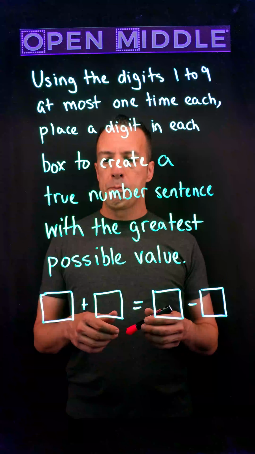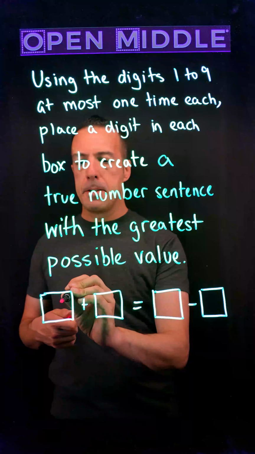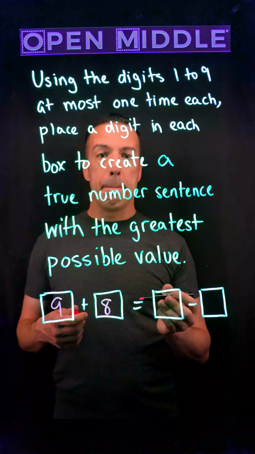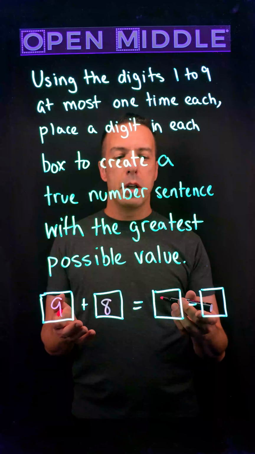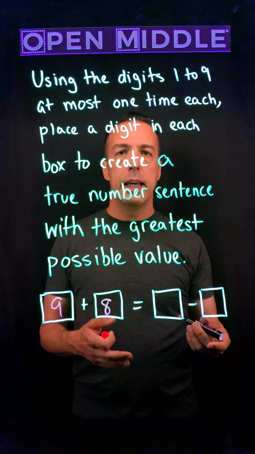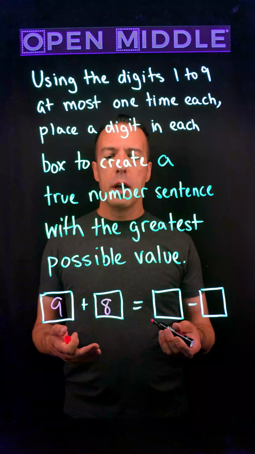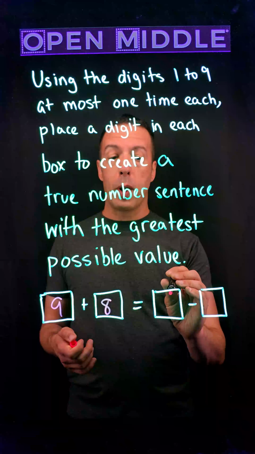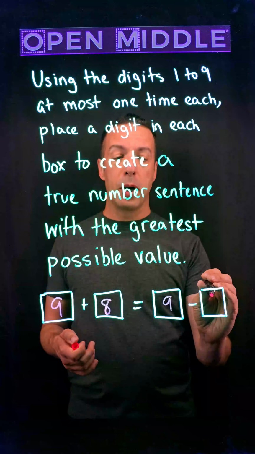For example, maybe you want to do something like 9 and 8 here, and that's going to give you a greater value, but now you can't get anything on this side that will actually give you a value of 17. And so you really got to start thinking strategically, like maybe you realize you want this to be the greatest possible value and this to be the least possible value.